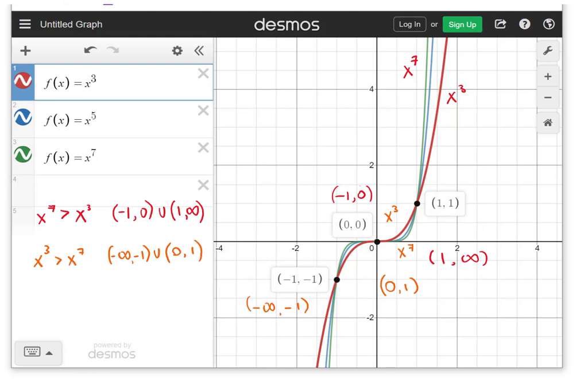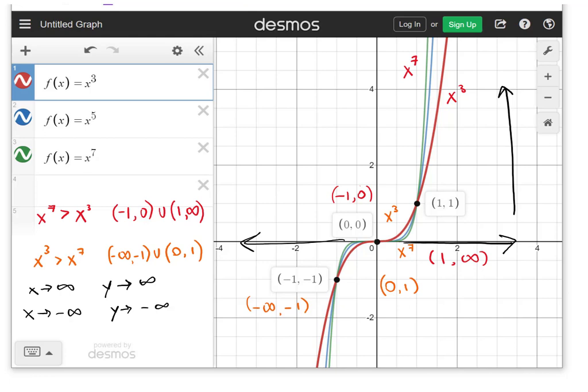We'll also see that as my x increases for the end behavior, as my x goes to infinity, my y value, or my f of x value, also goes to positive infinity. You can see that going up. But as my x goes to negative infinity, as I move left on this graph, then you can see that the y value goes to negative infinity, and it goes down. And those are the properties of odd functions.